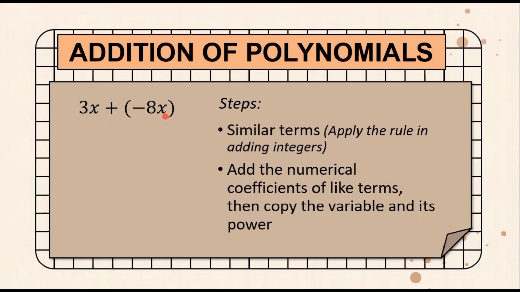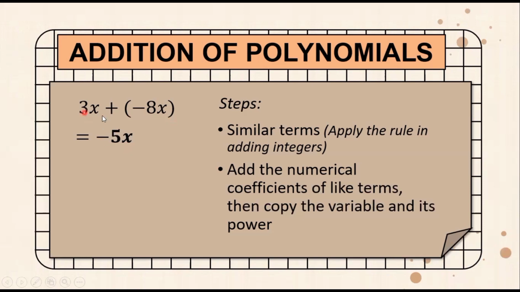Okay? And then after identifying whether the expressions are similar, you may now add the numerical coefficients of like terms. So we have 3 plus negative 8. What will you do? Apply the adding rule in adding integers. Different signs, subtract and carry the sign of the greater number. So we have now negative 5. So 3 plus negative 8 is negative 5 po. And then copy the variable and its power. So, x. Kaya may naging x dyan.